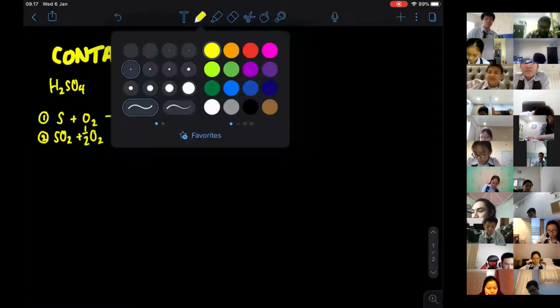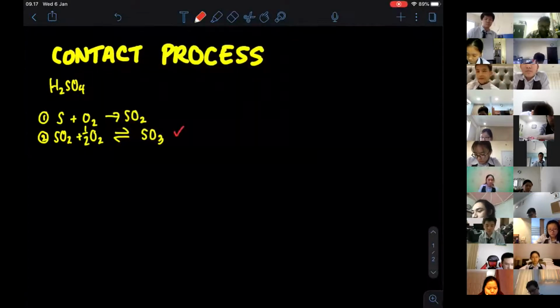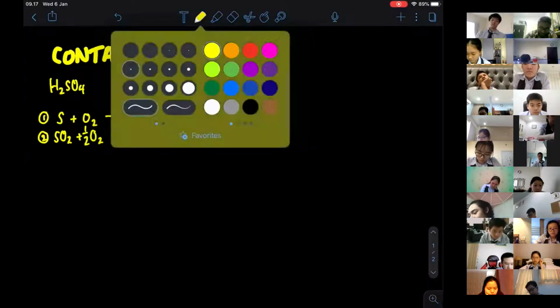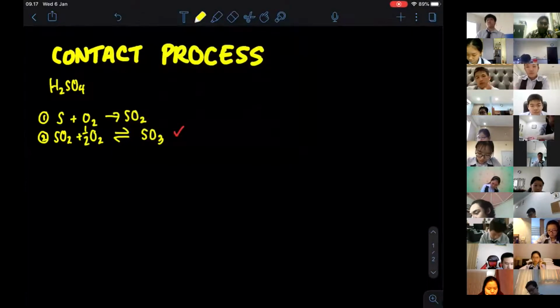Which step are we interested in? This step. This is the step that will involve the catalyst. This is the step that involves the conditions. So I will proceed. Once you have this SO3, what will happen? Now, this is going to be the funny part.